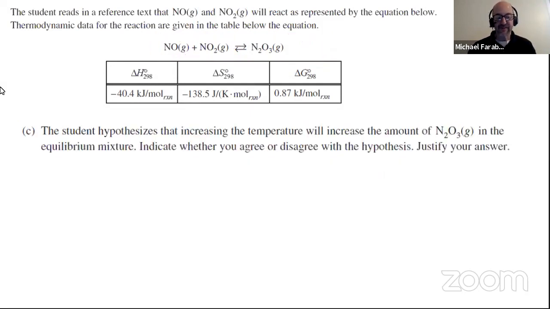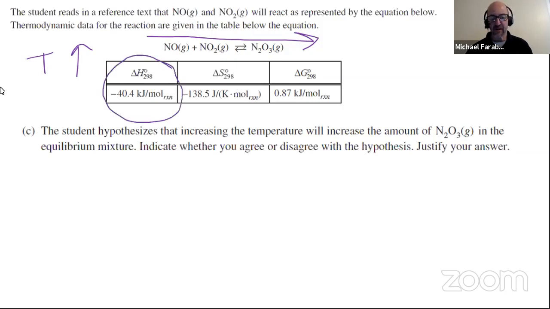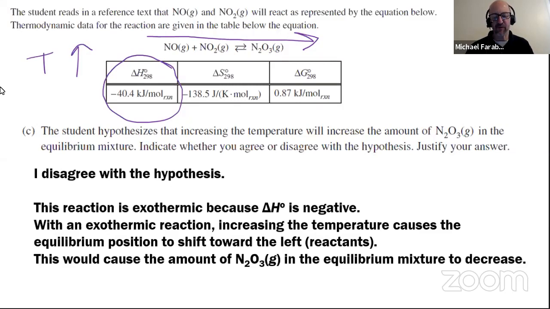A student hypothesizes that increasing the temperature will increase the amount of N2O3. Okay, so if you raise the temperature, are we going to shift this equilibrium toward the formation of N2O3? Well, that would be true if we have an endothermic reaction, but we don't. We have an exothermic reaction, so I disagree with this hypothesis.